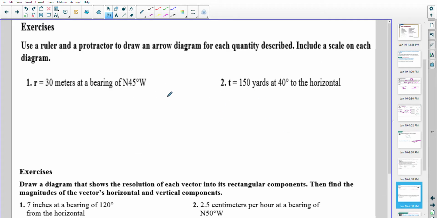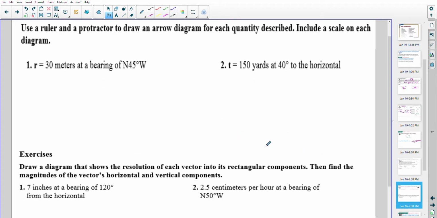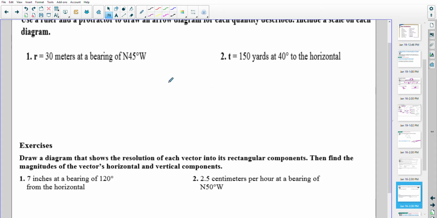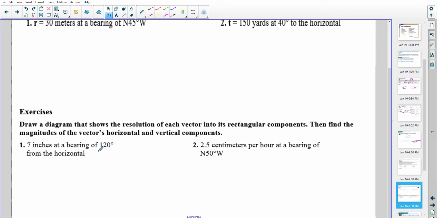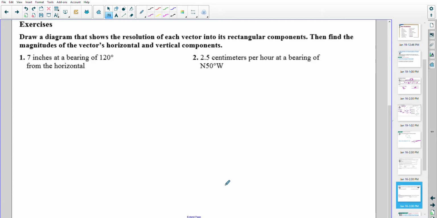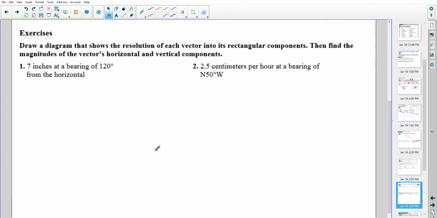Then we're going to have a couple examples, and again, just drawing, making sure we're looking at this. It says use a ruler and protractor. By now you hopefully forgive me for my drawings because it's not easy to draw on here. But notice that it has nothing to do with my handwriting. It's just the way the drawing system is. But let's go ahead and look at these two questions. It says draw a diagram, and then show the magnitude of the horizontal and vertical components.